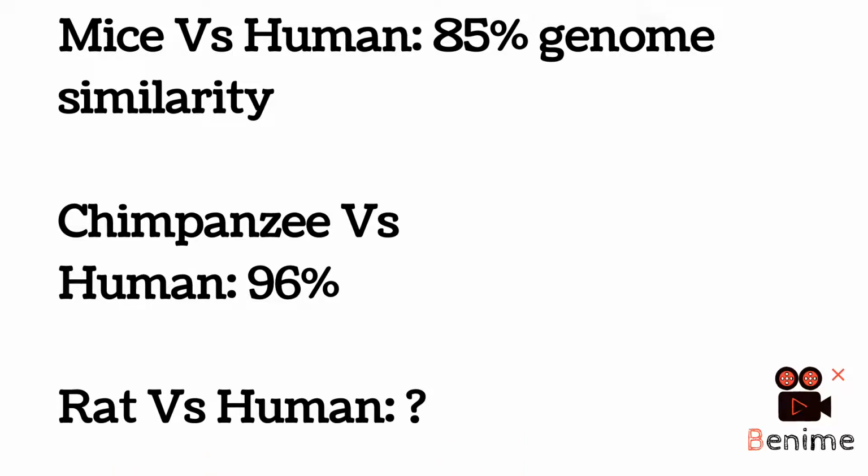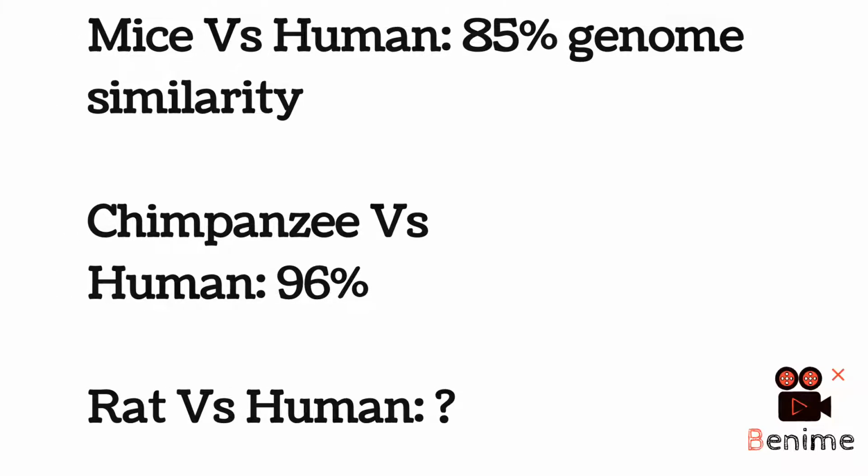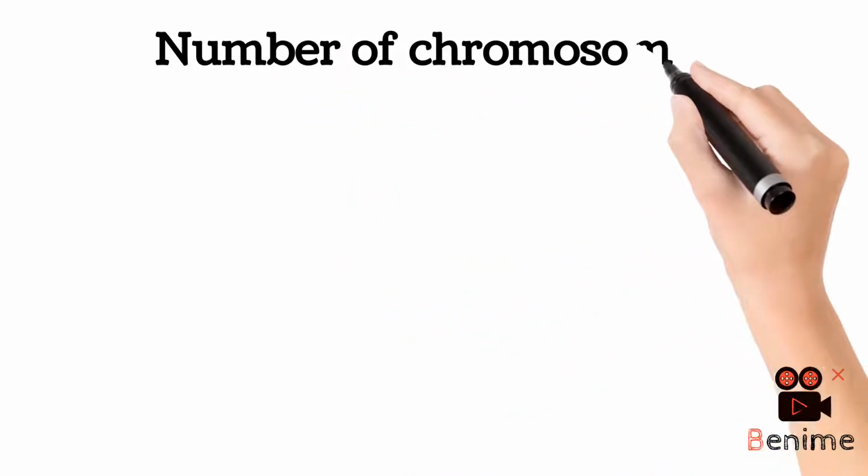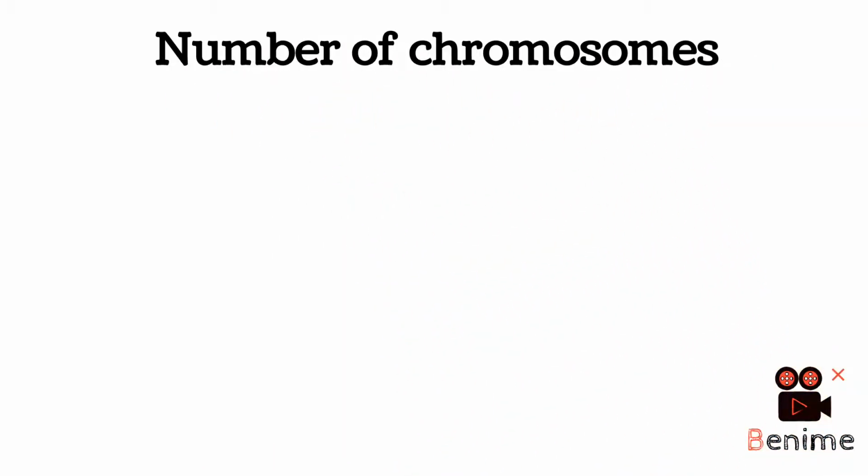If we compare mice with humans, there is say 85% genome similarity, whereas if we compare it with chimpanzees, there is 96% similarity. Now you tell me about rat. When we compare it with humans, how much percentage similarity is there? Genome similarity is important to know, because on that basis only you are close to the humans, so then you can determine your specific model.